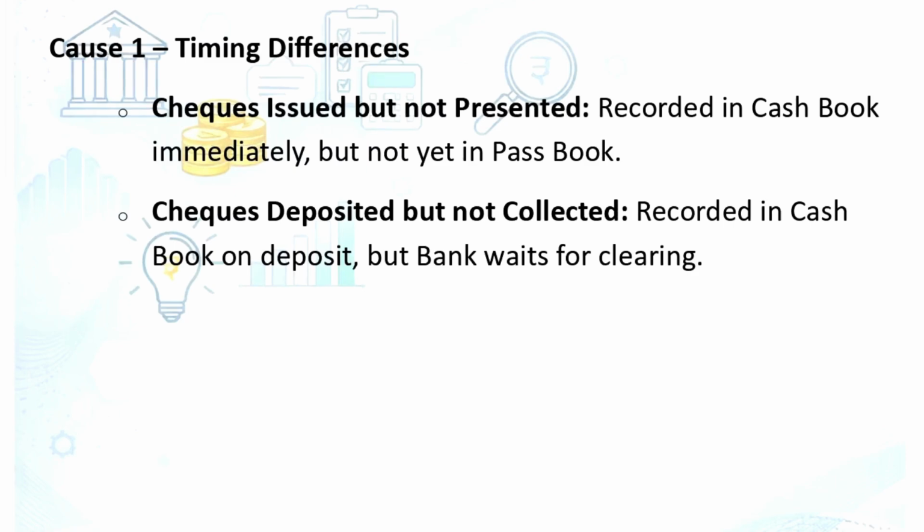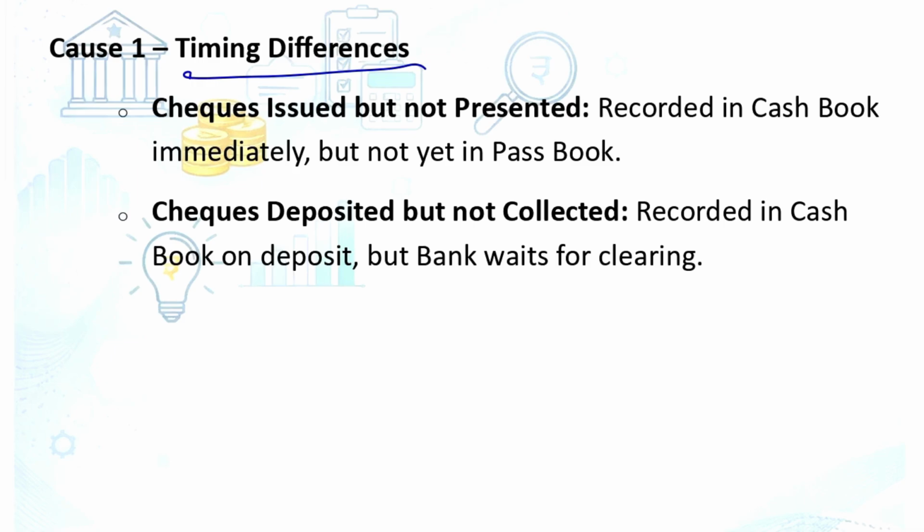There are many reasons for mismatch between cash book and bank passbook, and one of the main reasons is timing difference. The biggest cause for difference is timing. If you write a check today, you reduce your cash book balance instantly, but the bank only reduces it when the payee account is actually credited. This time lag is a major reason for the mismatch.